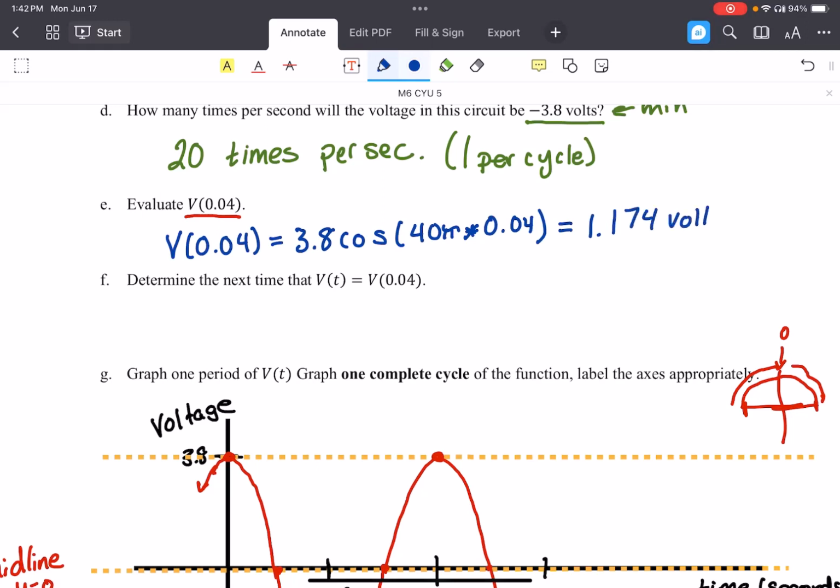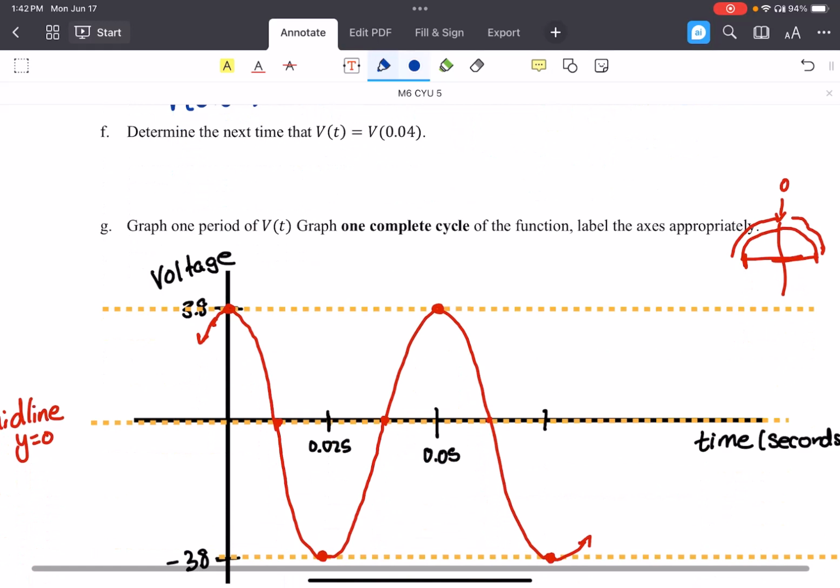If you do, you should get around 1.174 volts. Now, if I think about that on this graph, we're going to have a point maybe like right here. I'm just eyeballing this. Now, keep in mind, this is exactly 0.01 below our maximum value. The nice thing about trig functions is they're very symmetrical because we have this circular motion going on. And so if we're this much below that max value, then the same thing is going to be modeled in the next quadrant over.